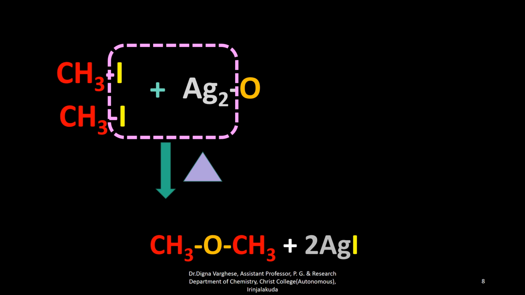Okay, so there are two reactions. One is Williamson's ether synthesis, and the second one is the formation of ether by dry silver oxide when treated with alkyl halides. So this reaction is very important.